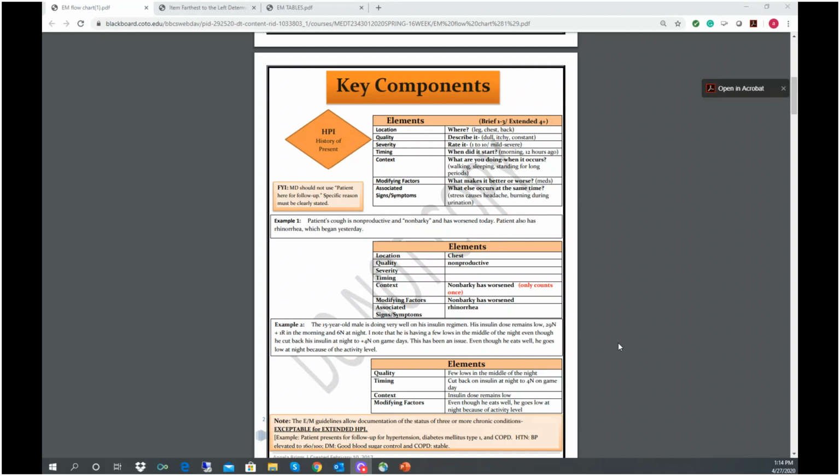So when we're looking through that and determining what elements we have, location is the chest, because the chest is where the cough is going to come from. Quality is non-productive, so there's no sputum being produced. We have context and modifying factors. Non-barky and it has worsened, or you can put it under modifying factors, meaning it's worsened. But you can only count it one time. If you count it for one, you can't count it for the other. And then we have associated signs and symptoms as rhinorrhea. So we would have 4 elements out of the HPI, which would be comprehensive or complete.